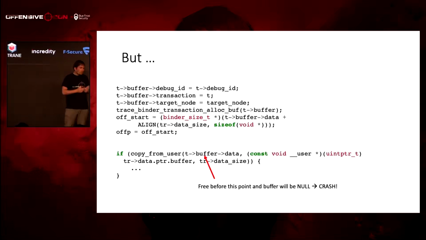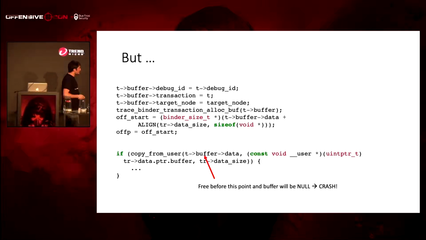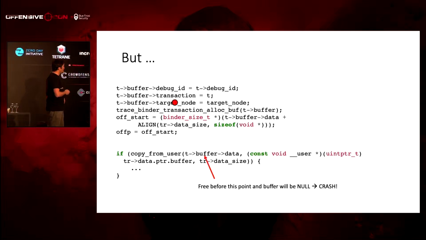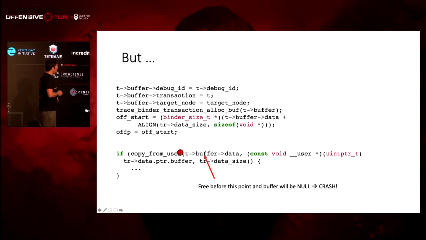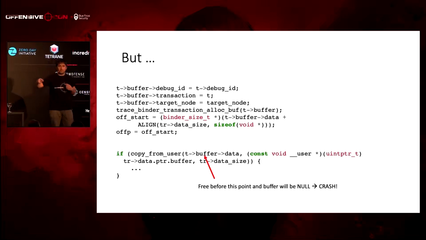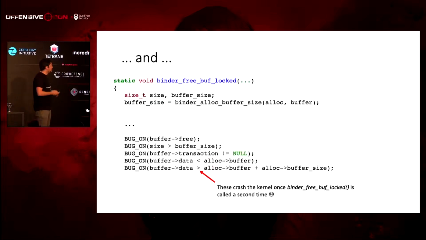OK, but there are a few problems. Problem number 1 is that if we race this thing, and we get to this point here, after the freeing path has reached the free point, this buffer will be set to null. Then we crash on a null pointer dereference or whatever exception. So that's not nice. We have to make sure that this doesn't happen.